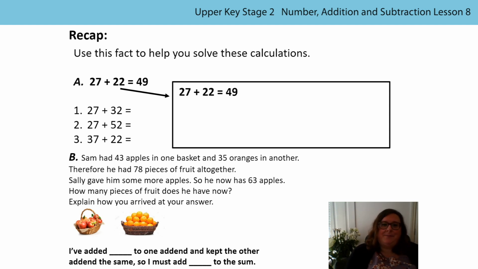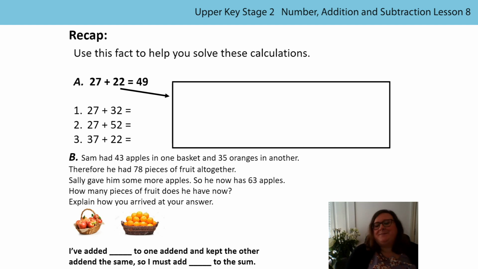Okay, next one. What's changed? What stayed the same? So again, my first addend hasn't changed, but my second addend has increased from 22 to 52. That's an increase of 3/10 or 30. So I've added 30 to one addend and I've kept the other addend the same. So I must add 30 to the sum. So 49 add 30 is 79. Is that what you got?